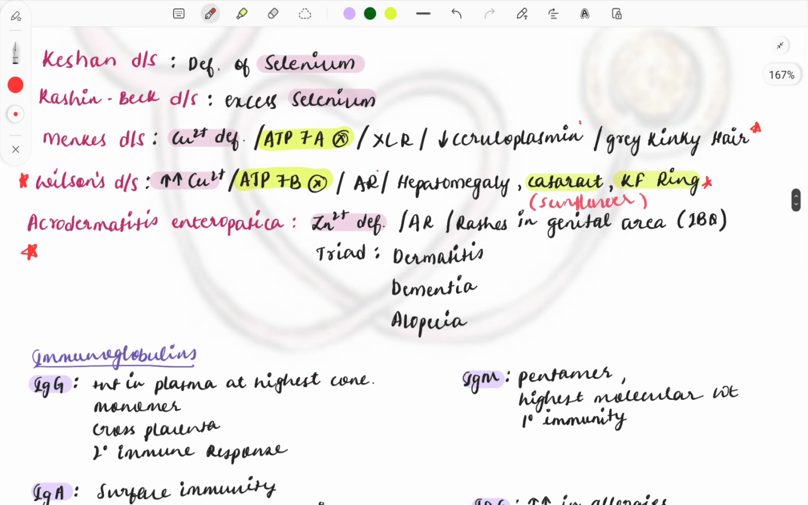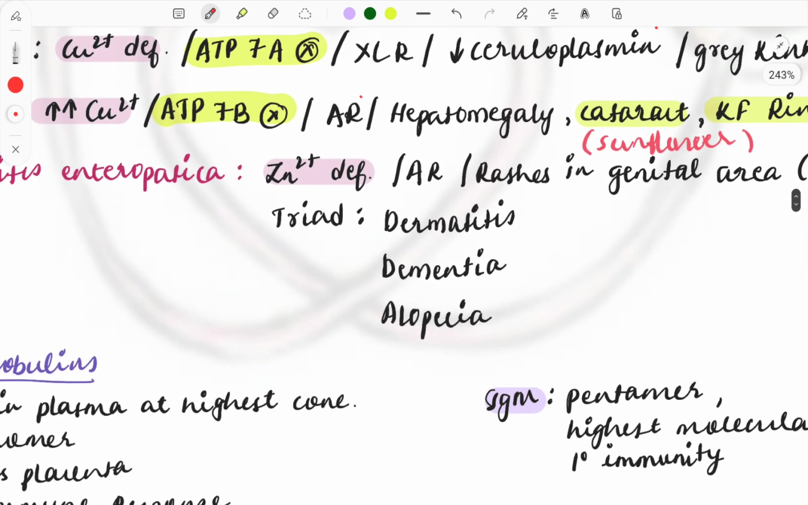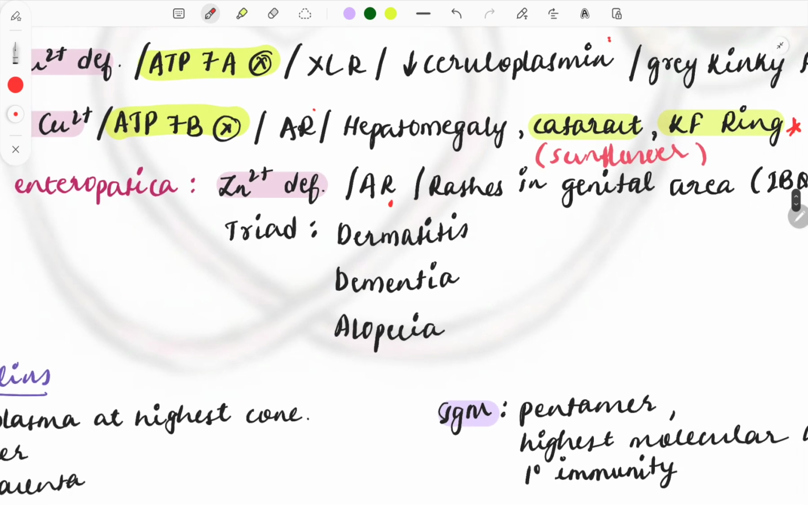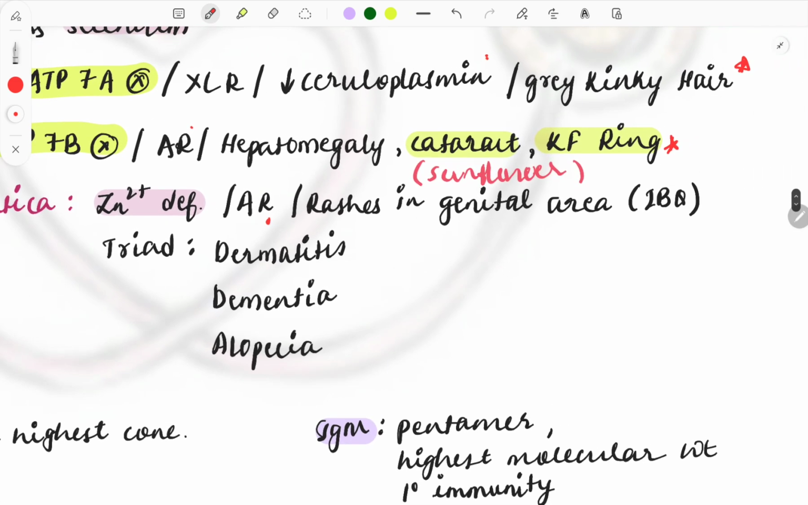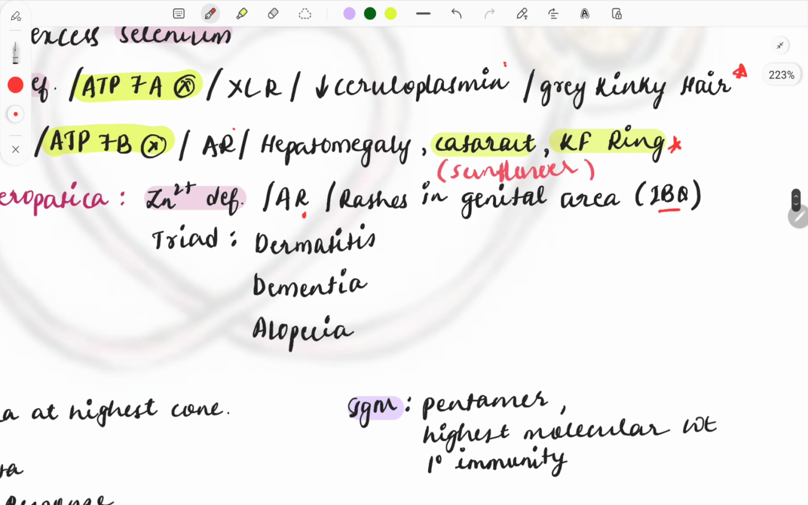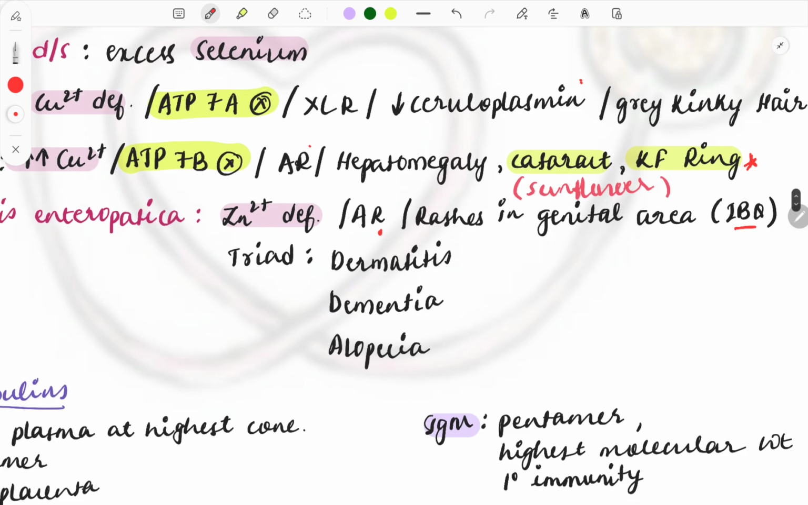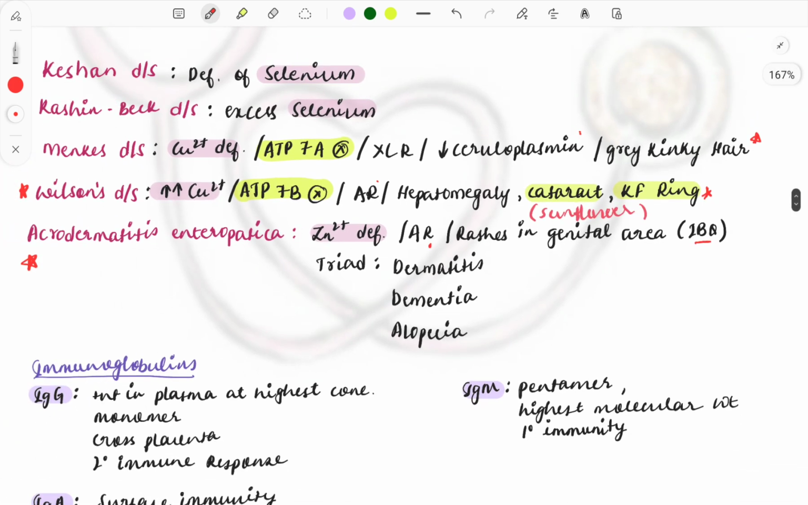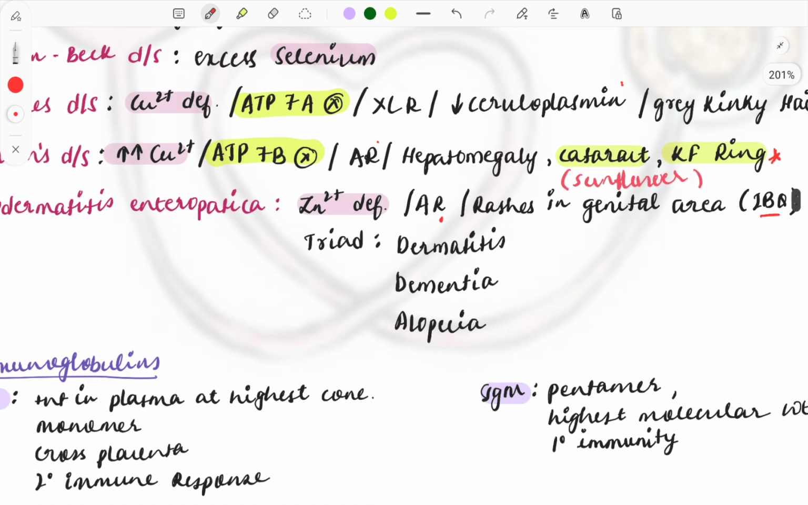Then acrodermatitis enteropathica. It occurs due to zinc deficiency, autosomal recessive, and rashes in the genital area. So an image based question can be asked. So rashes and the triad of zinc deficiency or acrodermatitis is dermatitis, dementia, and alopecia. So whenever all these features are described in the clinical case, you think in terms of zinc deficiency.